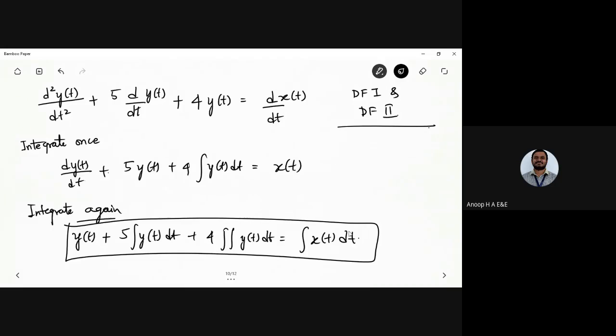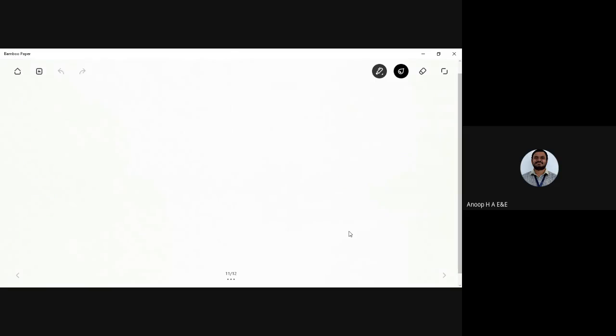So the integrator is the block that you are going to realize using the direct form 1 and direct form 2 realization. So y of t plus 5 times the integral of y of t dt plus 4 times y of t integrated twice dt, that would be equal to the integral of x of t dt. Okay, I'll be rewriting it again for my convenience. Direct form 1 realization.